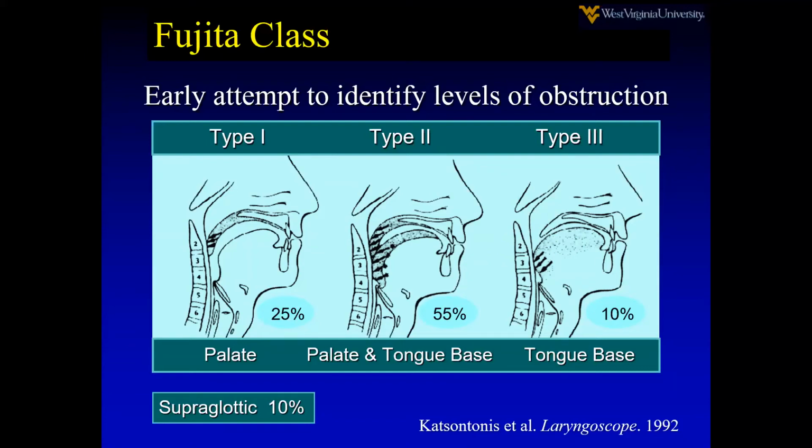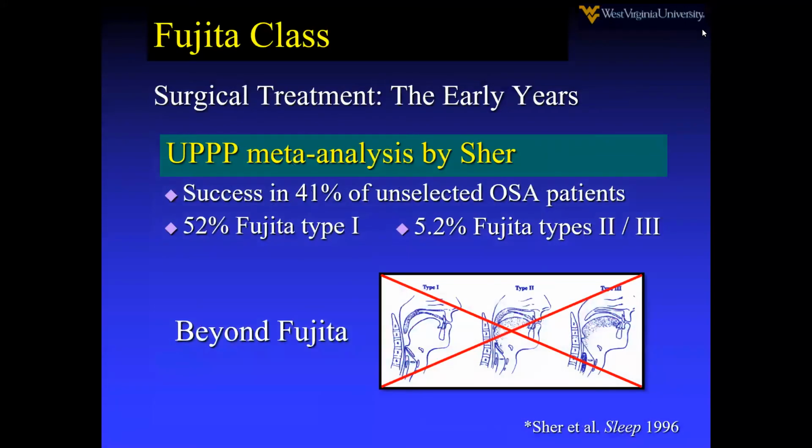But what Fujita tried to do was decide in which one the UPPP would work. So for the one on the left, palate obstruction, he thought it would work the best. And then when Aaron Sher in 1996 did a meta-analysis, he said you only got a 50% cure rate if you chose the palate obstruction. And this is clinical exam. They're sitting in a chair, and this is your estimation. So we don't use it anymore. Again, success was 41%, and if it was a tongue-based obstruction, 5.2% were successful.